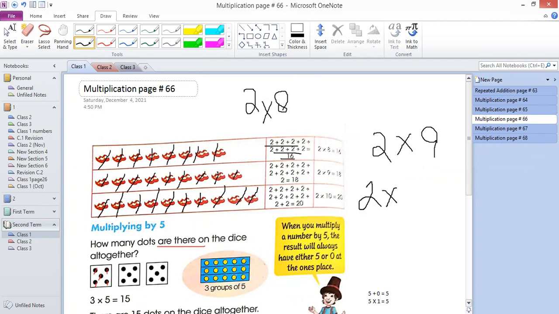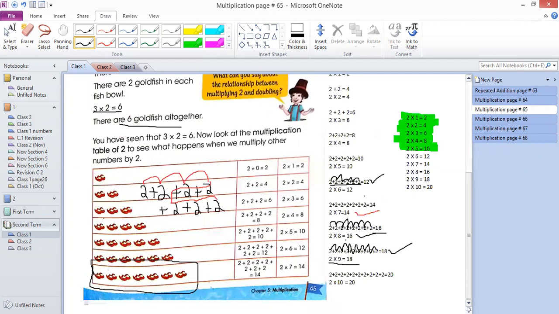So if you want to know how many total fishes are there, just multiply 2 by 10. If you don't know table of 10, then you will have to add 10 times. So this is 2. You are going to add it to 2 to 4, to 6, to 8, to 10, to 12, to 14, to 16, to 18, and to 20. So 2 by 10 is equals to 20.